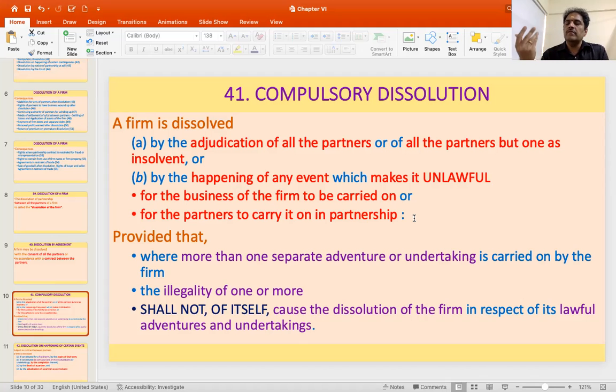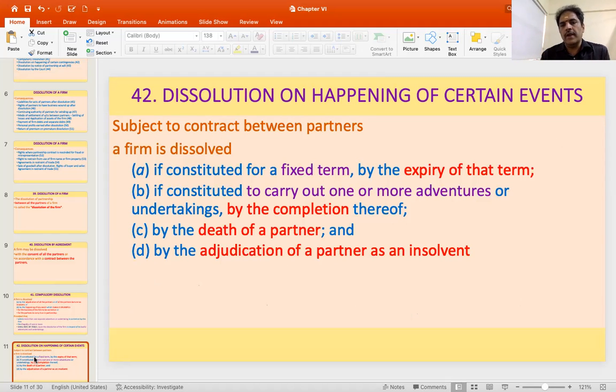Then those businesses which are illegal have to be stopped. Those businesses which are lawful can be continued. So they can be separated, and accordingly the fate of the firm in terms of dissolution will operate. Then dissolution on happening of certain events. So these are certain contingencies on the occurrence of which the firm can be dissolved. So here it says it is subject to the contract between partners. A firm is dissolved. So the contract could have some terms which are different than the general aspects that are provided for here.